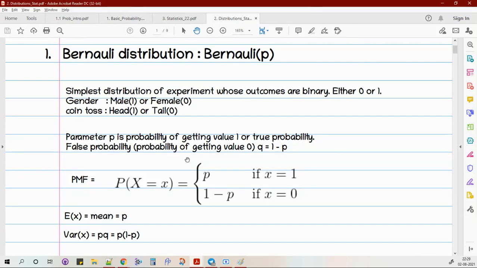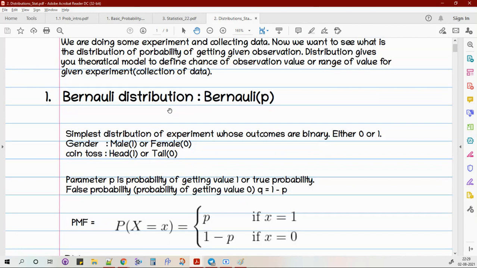What the Bernoulli distribution is saying, and each distribution, you can say, refers to one kind of experiment. There are hundreds of distributions, and we are not learning all of them. The first distribution, the Bernoulli distribution, is related to an event or experiment where you have just two possible outcomes. Either it is positive or negative, or you can say one or zero.